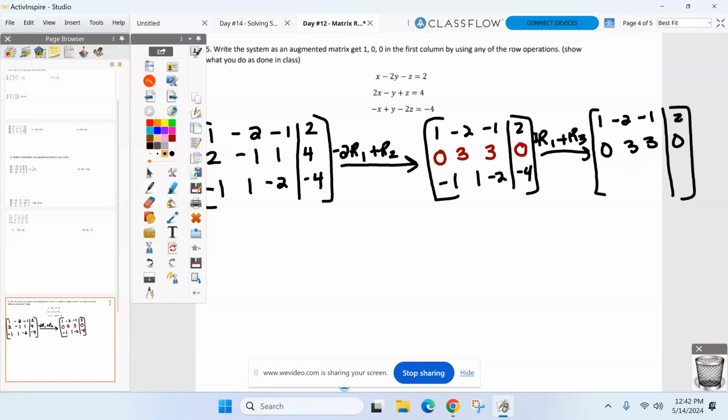Okay, here's my new row 3. Better be a 0 here, because that's why we did it. All right, next one. Row 3, column 2, what am I going to get here? Row 1 plus row 3. Negative 1. Negative 3. And negative 2. And that's what I needed. 1, 0, 0.